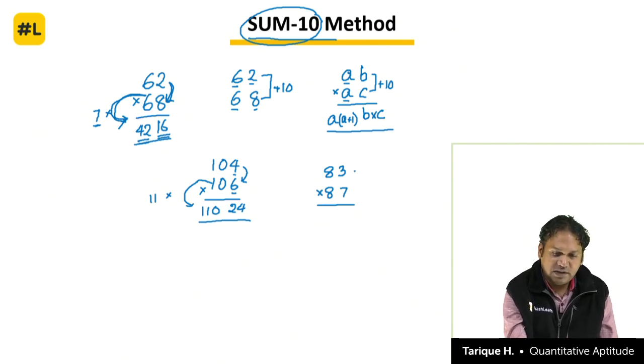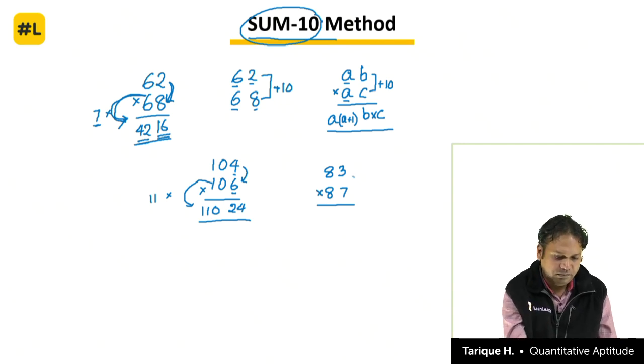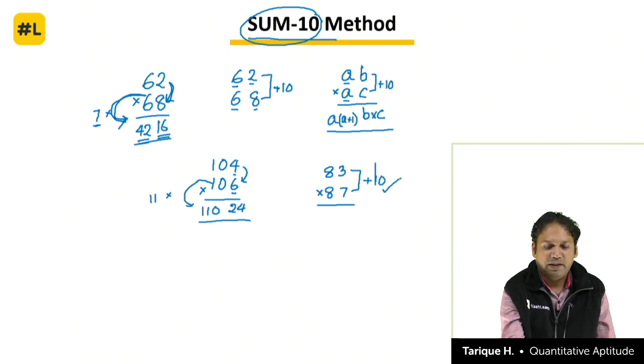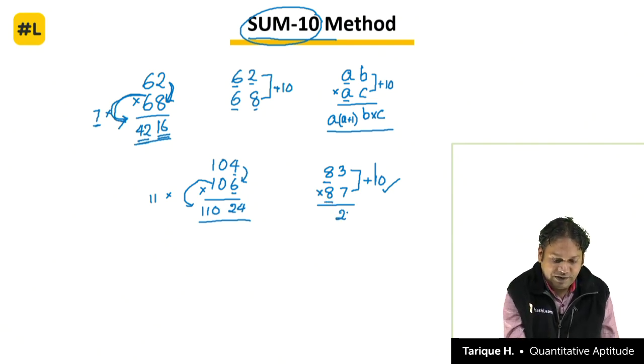So what do you see first? First you have to understand, is the Sum 10 method applied or not? Are the right hand side digits adding up to 10? Yes. Are the left hand side digits the same? Yes. So we can apply. 3 into 7, 21. 8 into 9, 72.